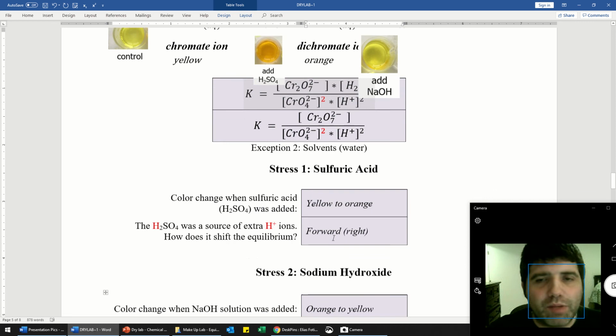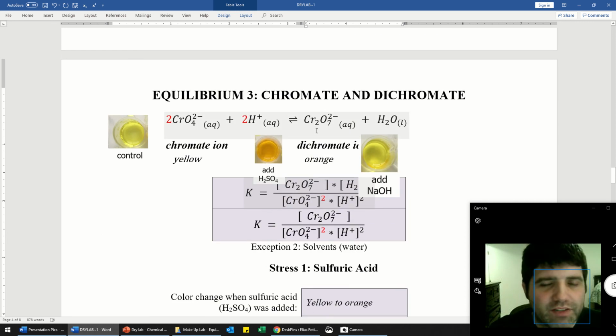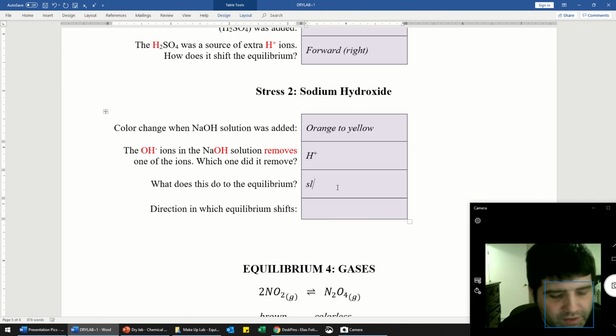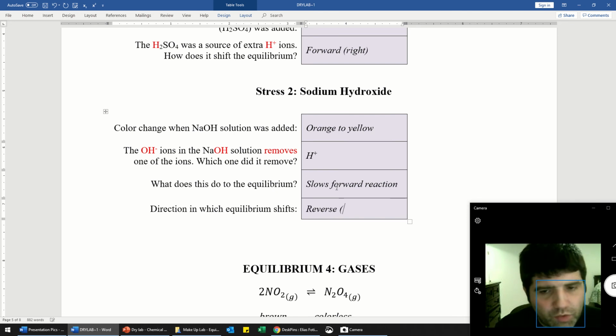What does it do to the equilibrium? Well, if you're taking out a reactant, it's going to slow down the reaction going forwards. So by default, the one going backwards is faster. So what does it do to the equilibrium? It slows the forward reaction. And then the direction in which it shifts is reverse, or to the left.